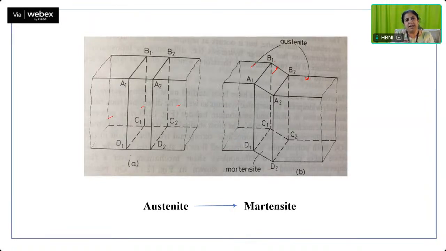But because it happens in a sequential manner, they happen over a range of temperature. So the extent of the transition depends upon the temperature. All right. So here also you can see that the relative positions of A1 and A2, B1 and B2 are still similar. So the relative position of the atoms does not change in the two phases.